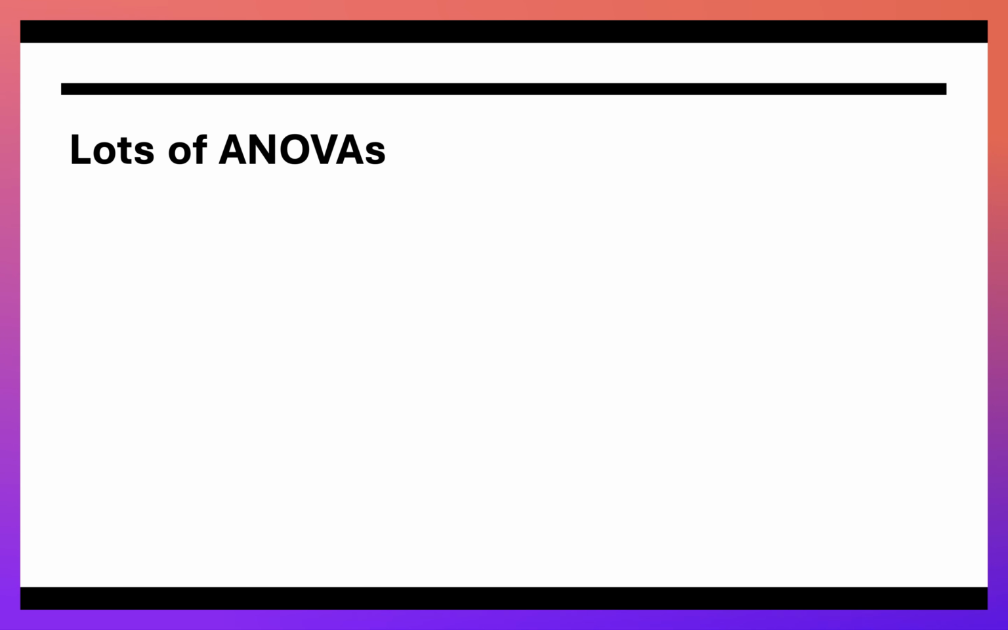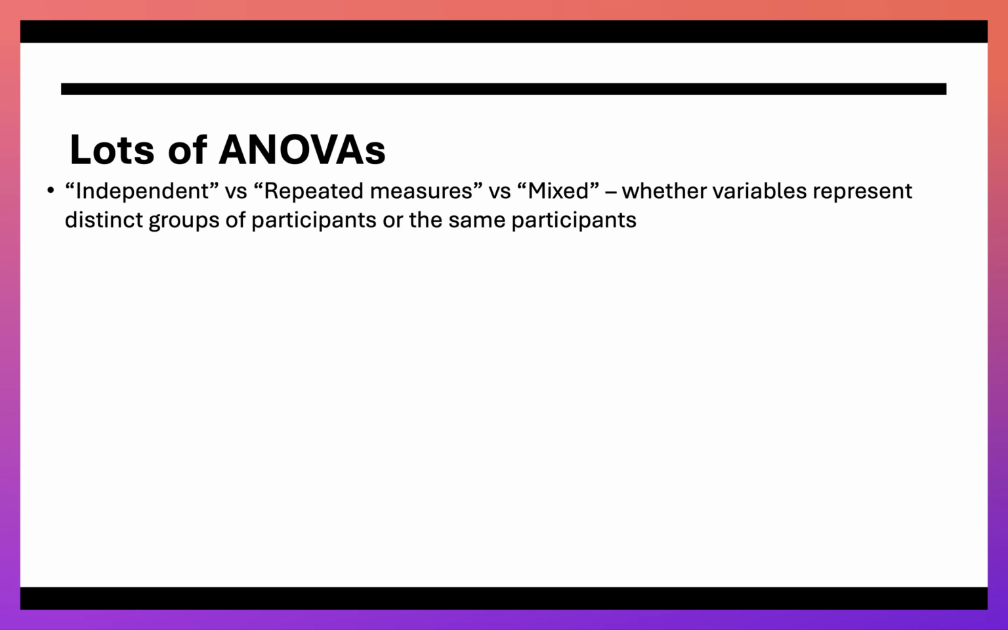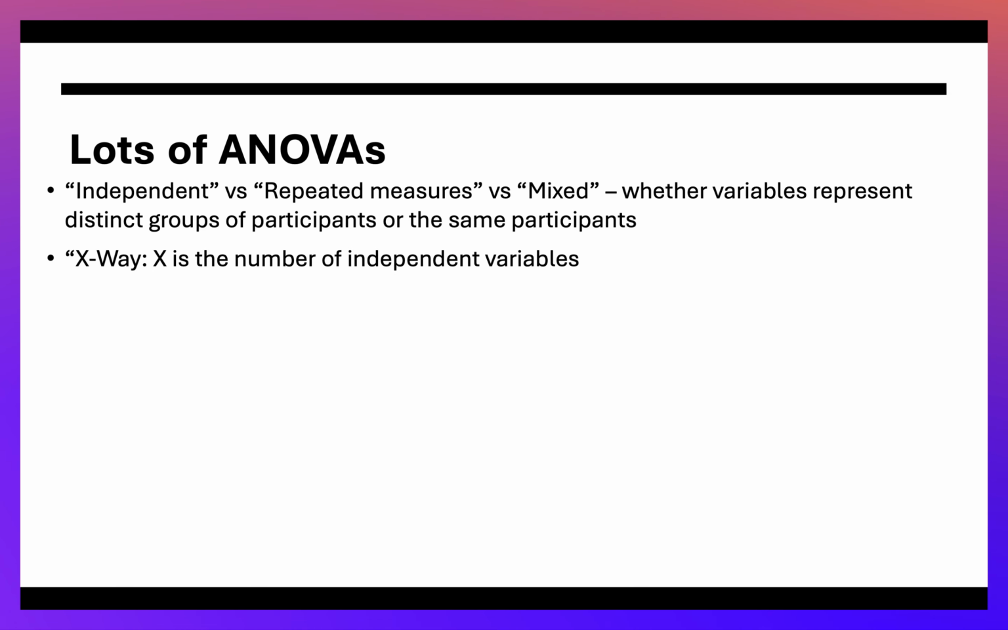A final point I want to make is that there are lots of different types of ANOVAs. We're just covering one of the most basic types for purposes of this class, but I want you to be aware that there are many other uses for ANOVA and slightly different approaches. The different types of ANOVAs basically can be categorized in terms of whether your variables represent distinct groups of participants or the same participants.